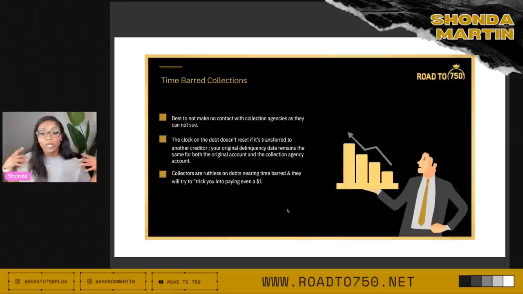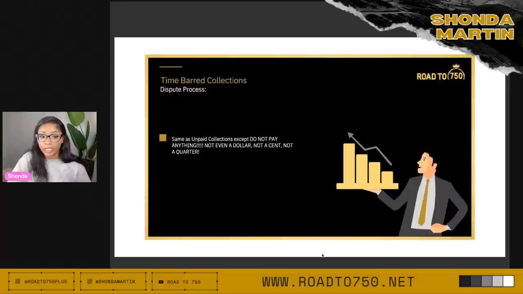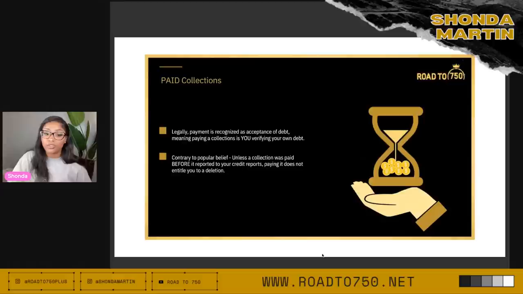It means that it's at least a few years old, so it doesn't have the biggest impact on your score. I wouldn't challenge a time-barred collection personally. I just wouldn't. So that's pretty much the conclusion for time barred. Same as collections, but make sure you don't pay anything, by the way. If it's time barred and you pay it, you restart the statute of limitations. Remember that.